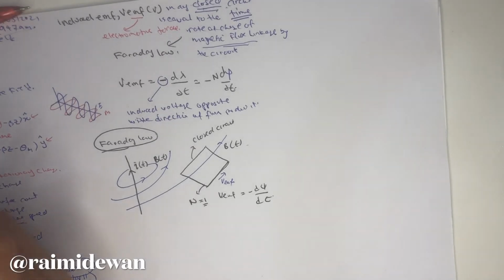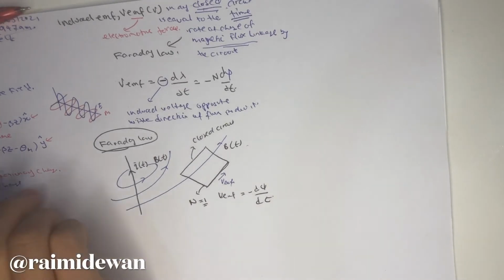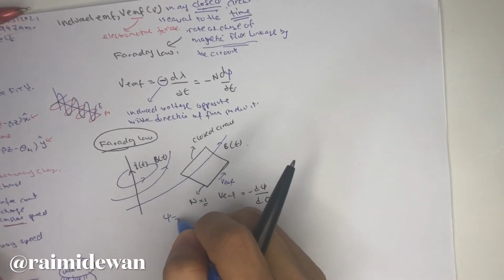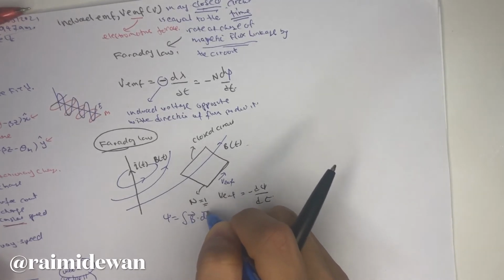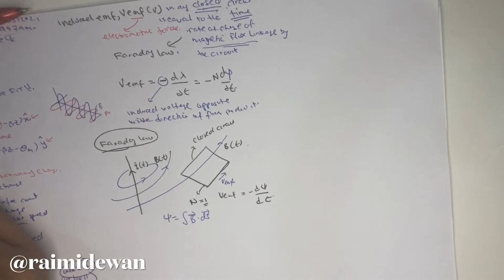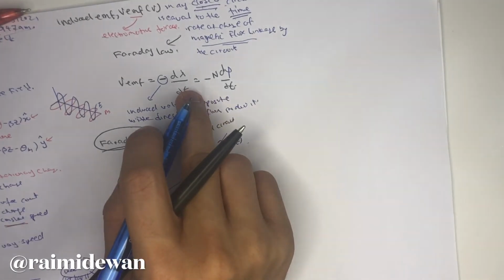You also learned from your magnetostatics that your flux is actually the closed integration of B dot dS. So in electromagnetic fields, in Faraday's law, we will learn about three conditions which relate to this.